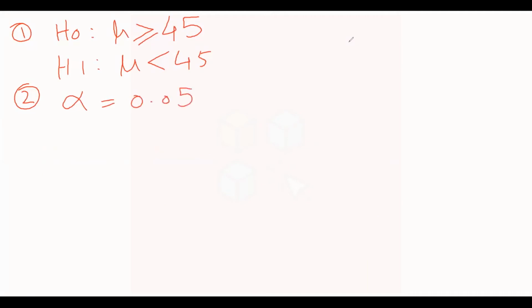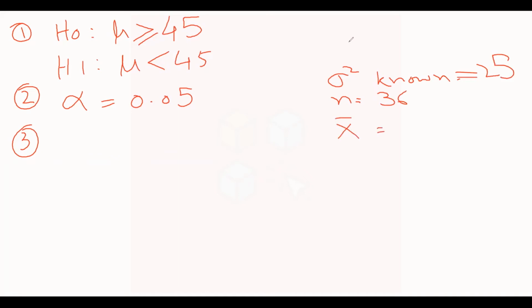And the third step in the testing of hypothesis is the test statistic. We will write here the test statistic. Before writing the test statistic, we should know whether sigma square is known or not known. In our case, sigma square is known, and n is 36, which is large. So we will use Z, and X bar is given as 42.6.